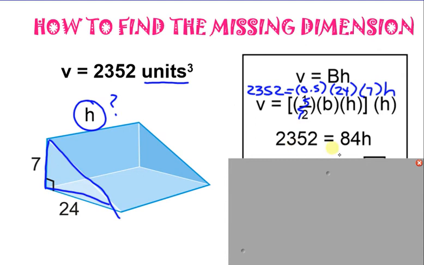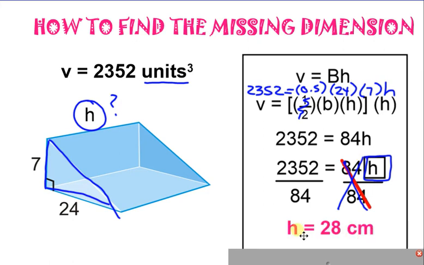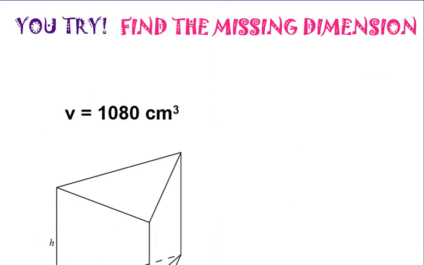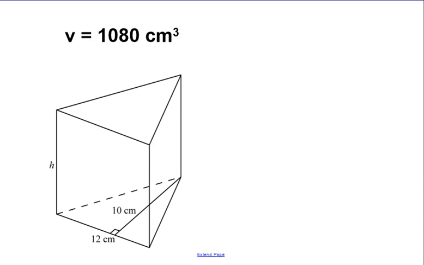From here, very simple, it's a one-step equation. I box my variable, I divide by 84 on both sides, this will cancel, and I'm left with H equals 28, and because it's just a missing dimension, it's just going to be centimeters. Alright, you try this one here for the missing dimension, and I will work on it as well. Remember to always start off with your formula and expand that formula out.